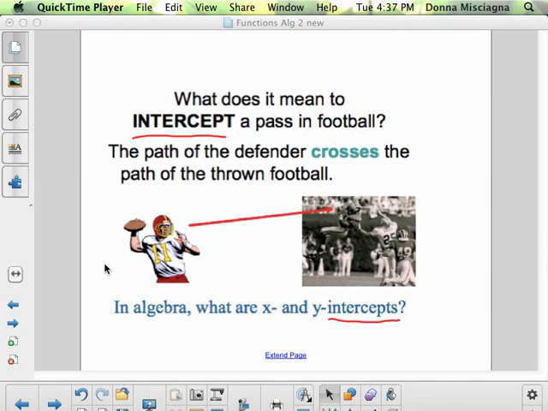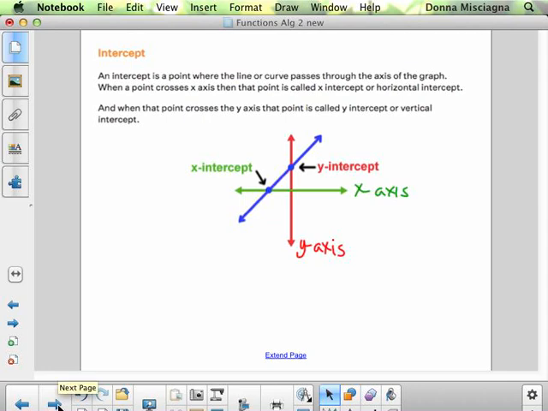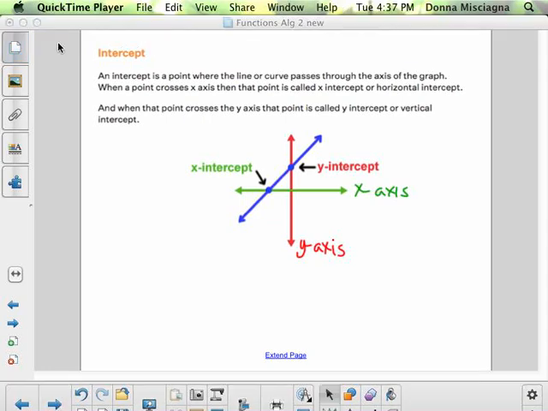So for x and y intercepts, they must be crossing the path of something. In fact, what they're crossing is the x and y axes. An intercept is a point where the line or curve passes through the axis of the graph. When a point crosses the x-axis, that point is called an x-intercept. When the point crosses the y-axis, that point is called a y-intercept or vertical intercept. You have this in your notes already.